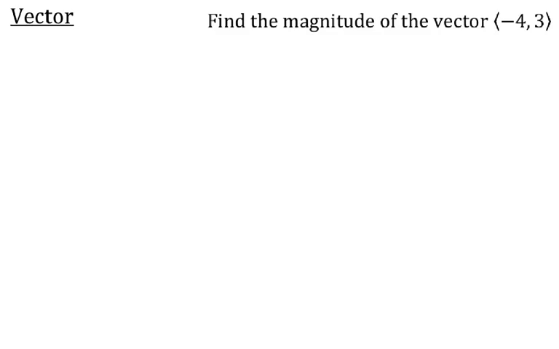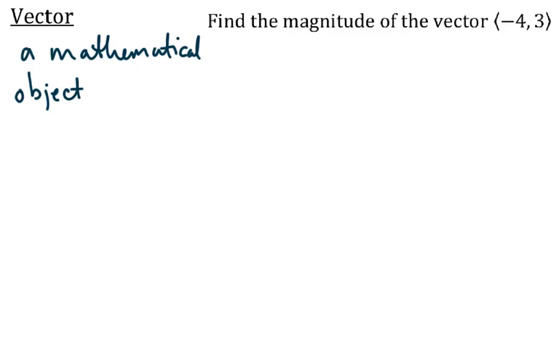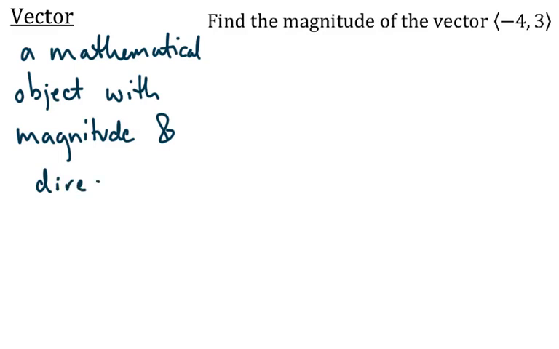So let's get started. We're going to talk about vectors today. Now, a vector is a mathematical object. That just means it's a thing that we do math with, like an equation could be an object. And a vector is a mathematical object with both magnitude, meaning length or force or size or strength, and direction.